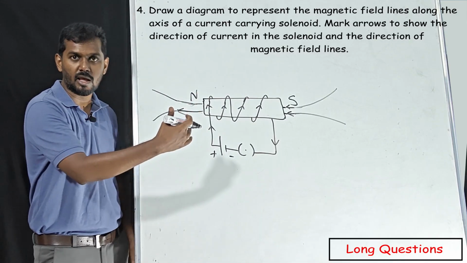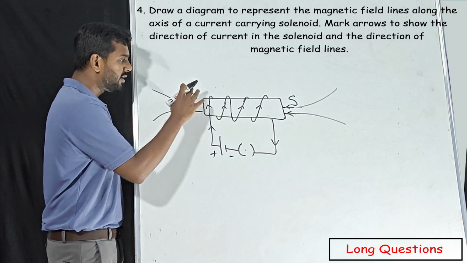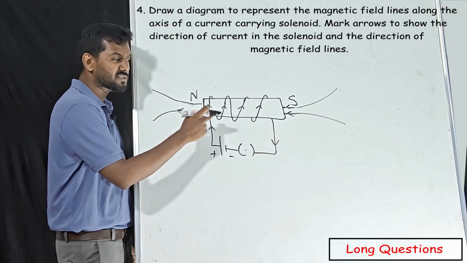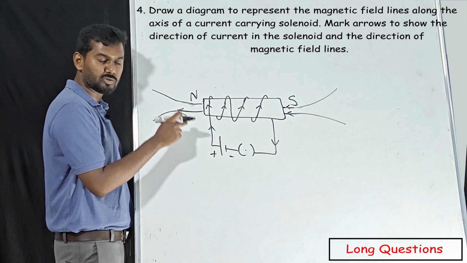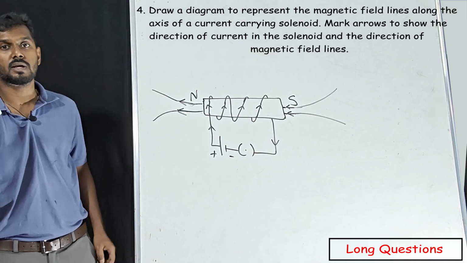Anyhow, it is a solenoid. A solenoid is nothing but a bar magnet, correct? It acts like a bar magnet. If it is a bar magnet, inside it is south to north, and outside it is north to south. This is very important.